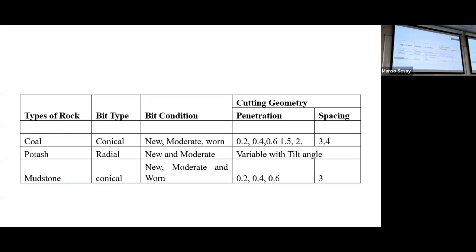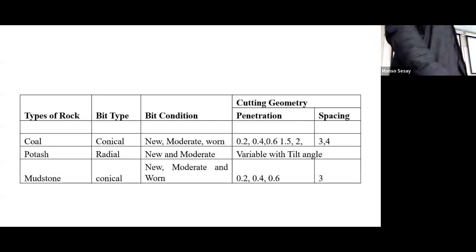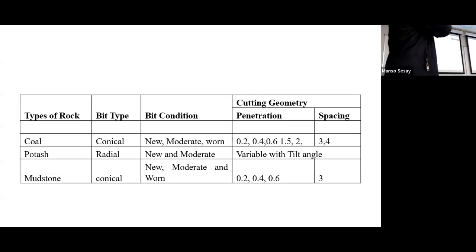Okay, you see from the cutting geometry here, even though I'm using one cutter at a time for each sample, which is the conical bits for the coal and the mudstone, we also vary the penetration for each core sample, and then we have different spacings. I'm using the conical because it is the most commonly used for the continuous miner and the header.